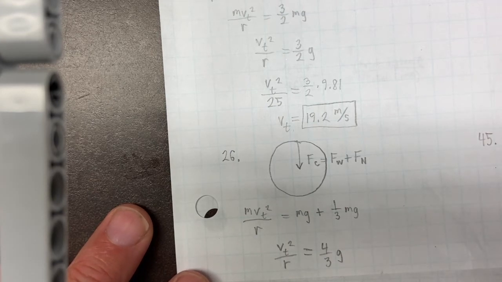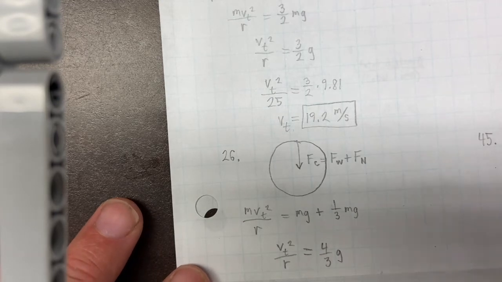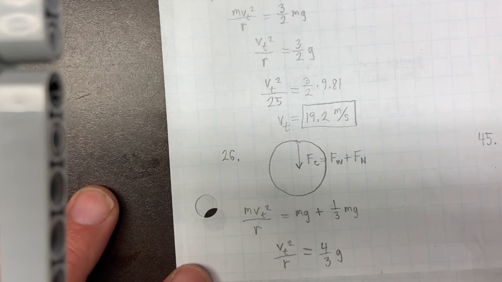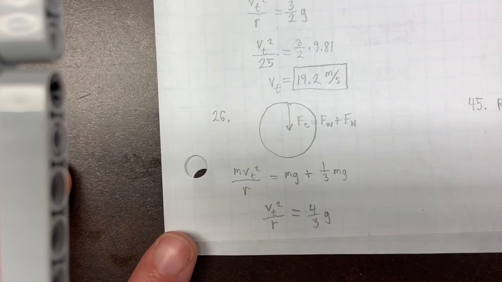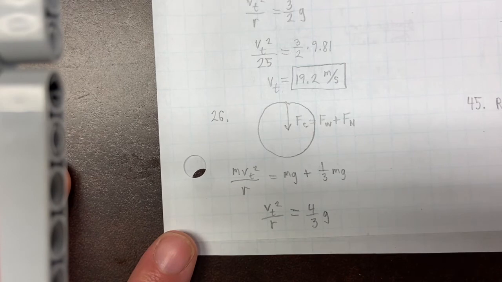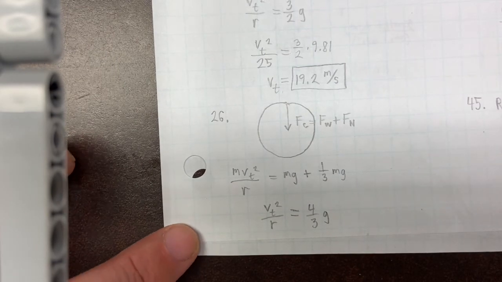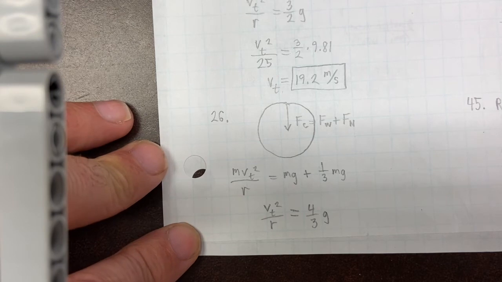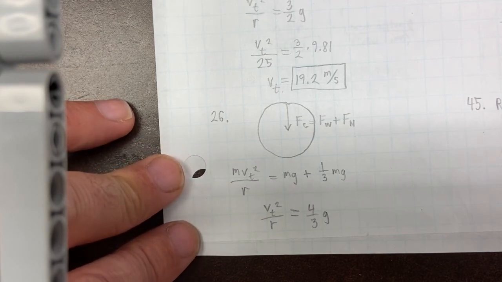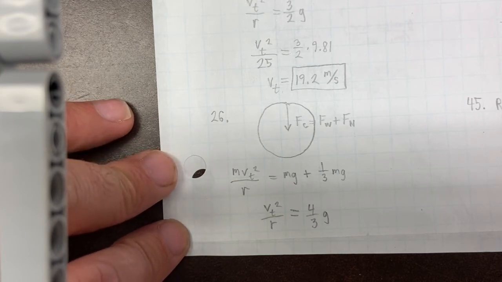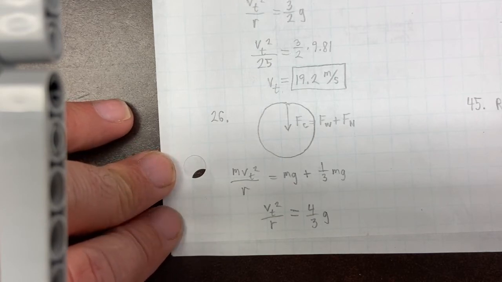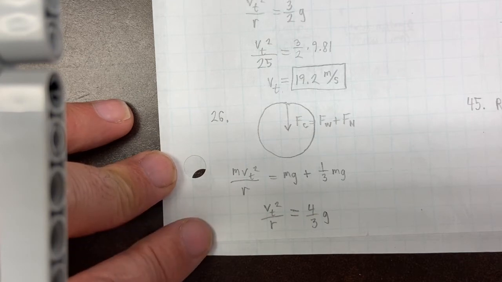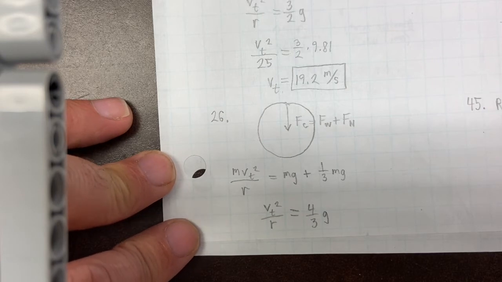Okay, so let's answer the first question. We want to find out the radius of the loop. So look at how the setup is similar to the last problem. Since we're dealing with the top of the loop, we have FC equals FW plus Fn. The normal force is in the same direction as the weight. Both of them happen to be going down. And so down, when we're talking about the top of a loop, coincides with towards the center of the circle.